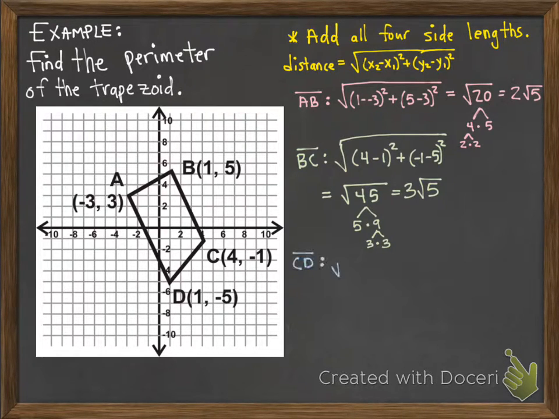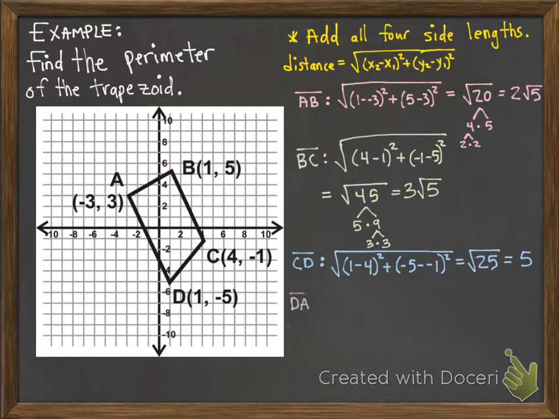Next, from C to D, our points are 4, -1 and 1, -5. We plug those into the distance formula, simplify on the inside, and we get square root of 25. That is a perfect square. It equals exactly 5, so we don't have to simplify.